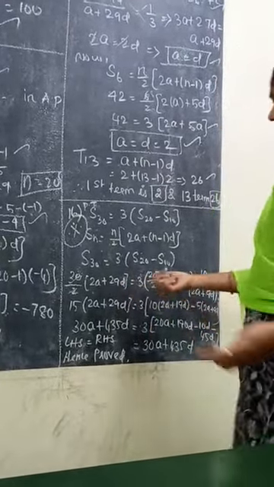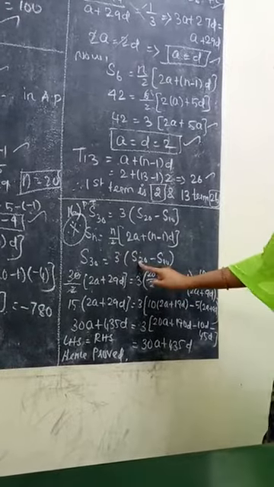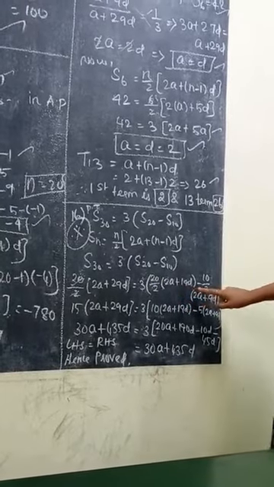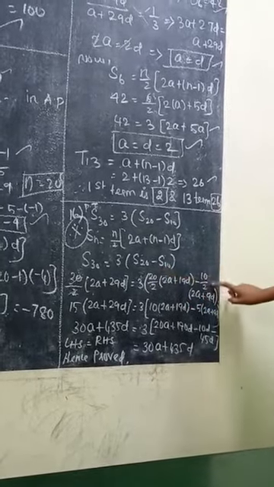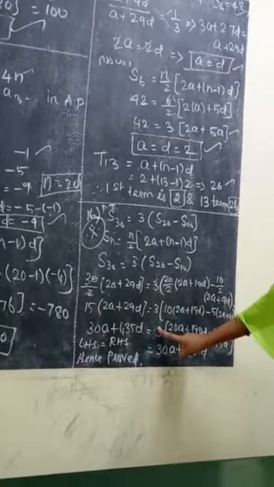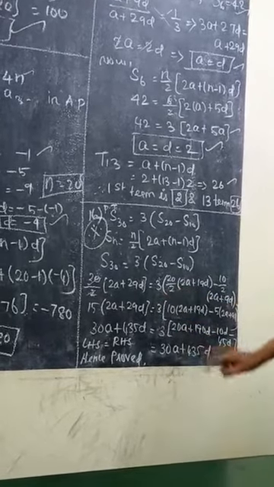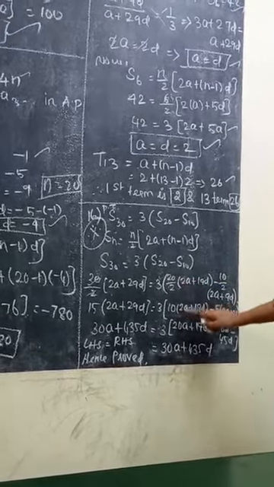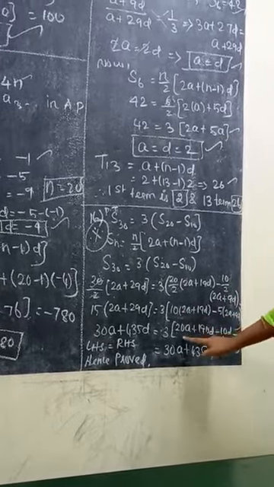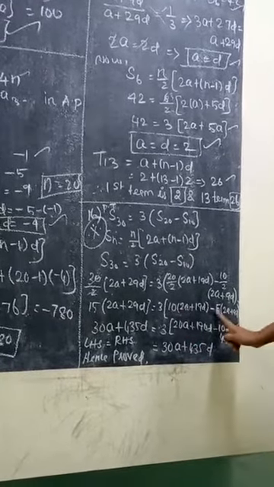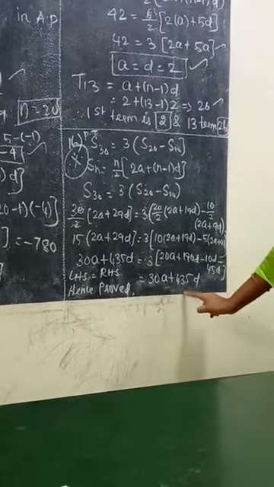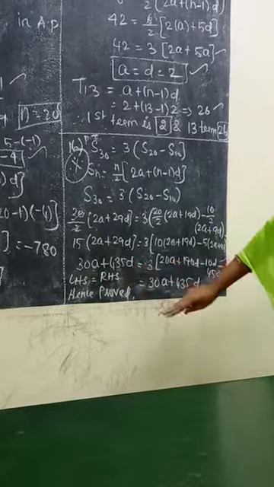Here I did it directly. But 3 into S20, n equals 20, so 20 by 2 into 2a plus 19d, minus, n equals 10, so 10 by 2 into 2a plus 9d. Then apply the 3, we are going to multiply at last. So 10 into 2a plus 19d minus 5 into 2a plus 9d. That is 20a plus 190d minus 10a minus 45d. So multiplied along with 3, you will be getting 30a plus 435d. This is the right hand side value.